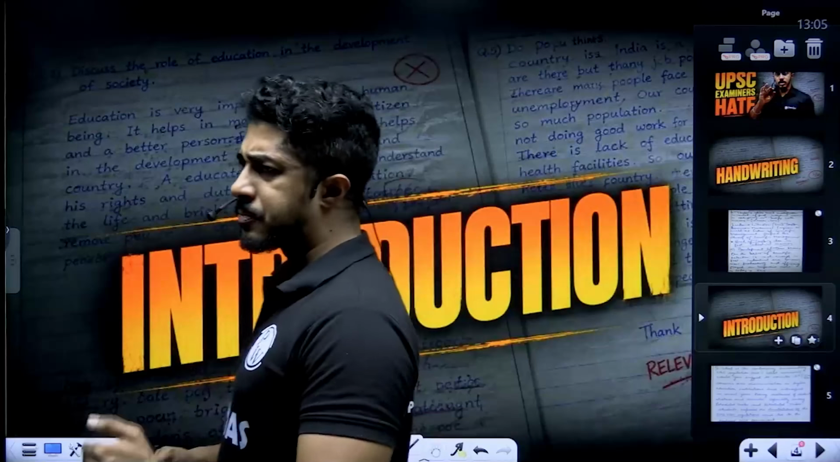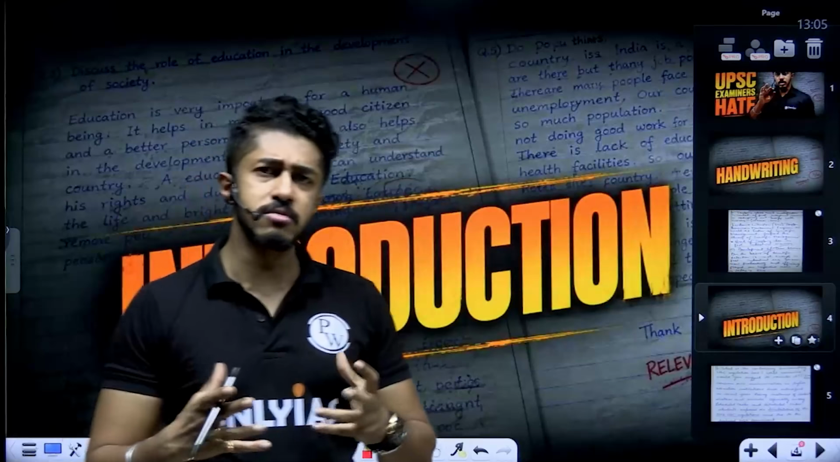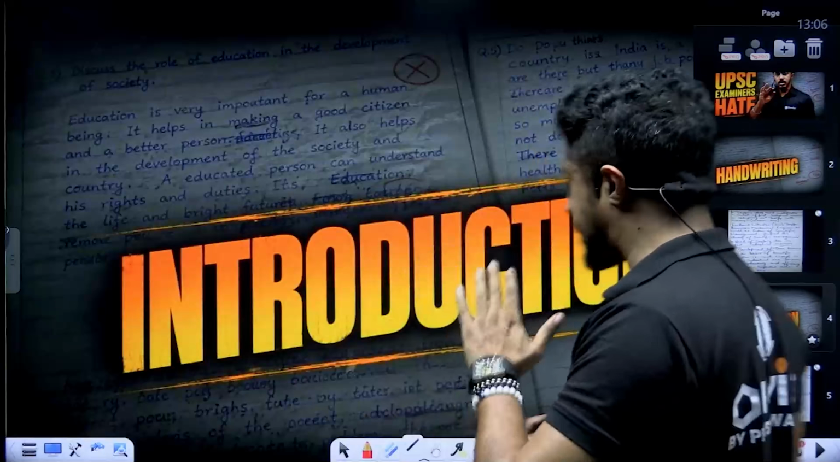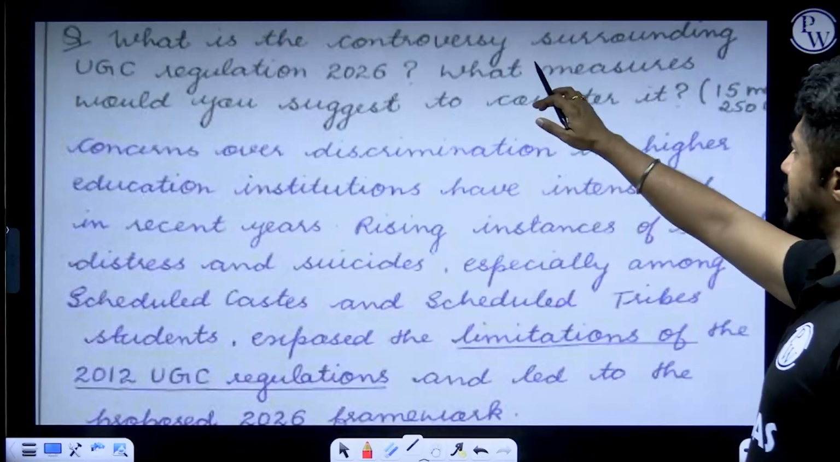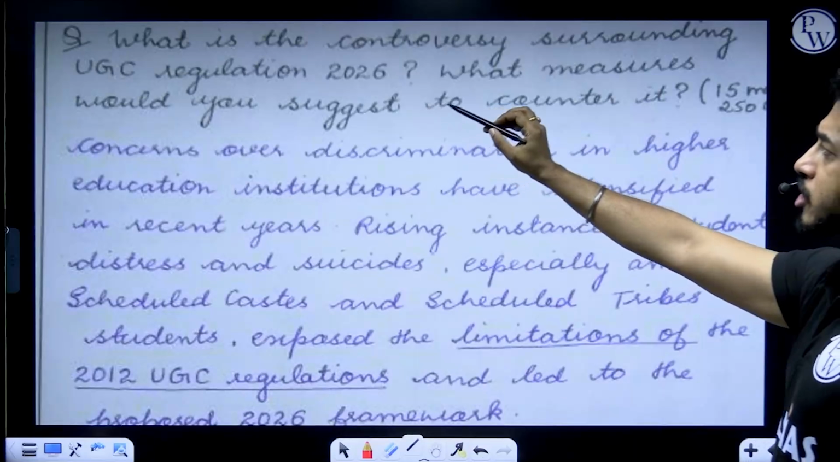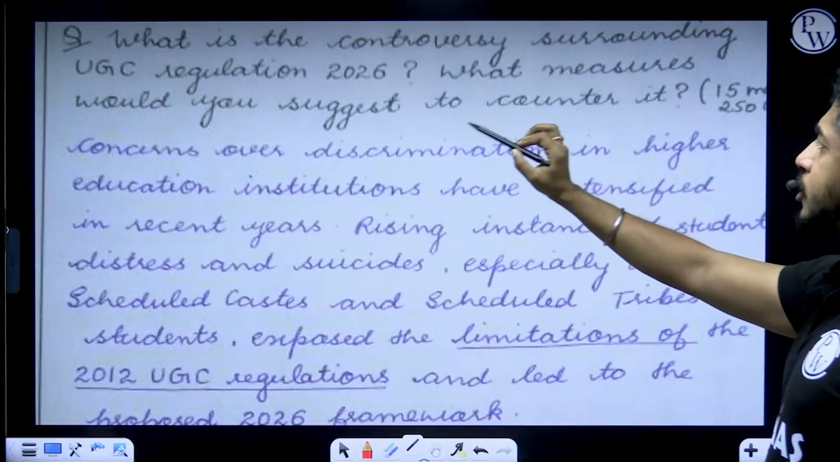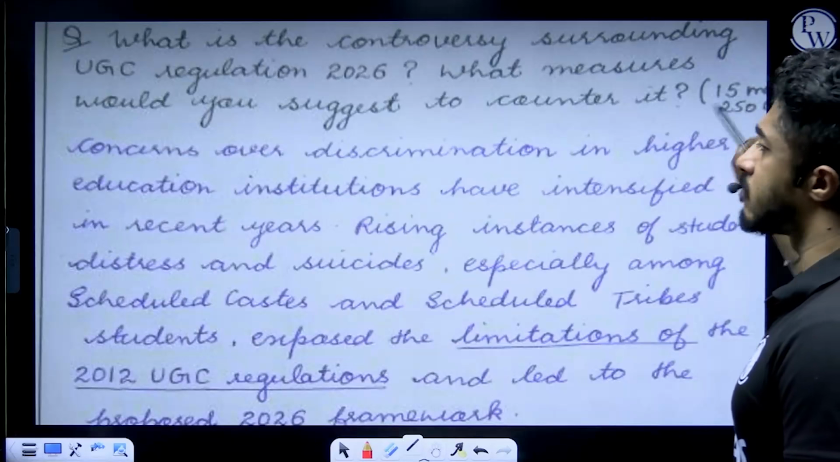Now, generally, when people say introduction, what introduction should we give? Generally, people are worried. Now, it's a very simple thing that I have always insisted. For example, if you read this question here, what is the controversy surrounding UGC Regulation 2026? What measures would you suggest to counter it? 15 marks, 250 words.